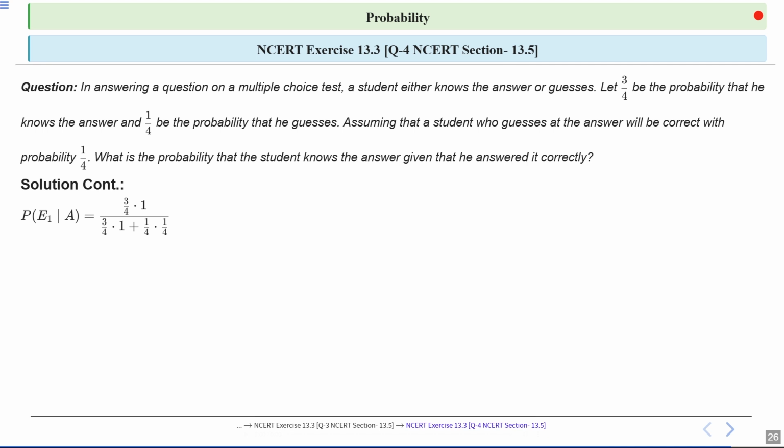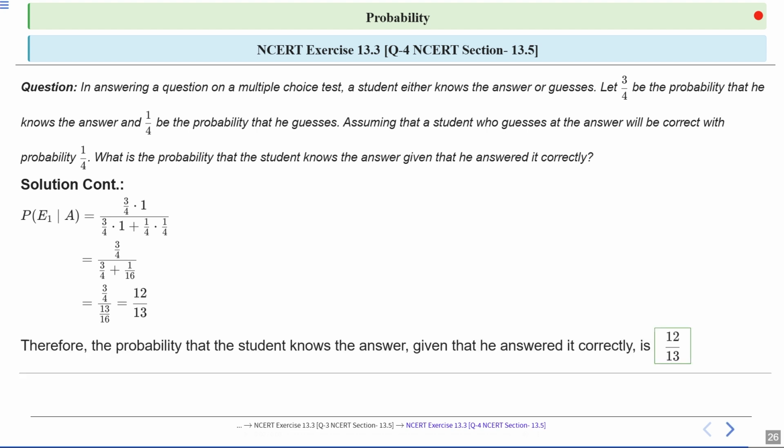Then probability of E1 given that A equals 3 by 4 times 1 divided by 3 by 4 times 1 plus 1 by 4 times 1 by 4. And this is equal to 3 by 4 divided by 3 by 4 plus 1 by 16. Further simplifying it, you will get 3 by 4 divided by 13 by 16 equals 12 by 13. So probability of E1 given that A equals 12 by 13. Therefore, the probability that the student knows the answer given that he answered correctly is 12 by 13, and this is our final answer.